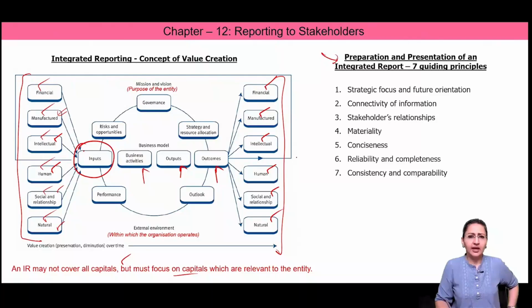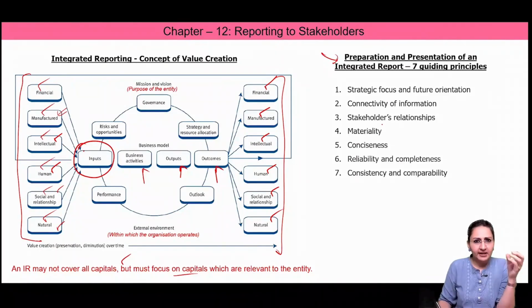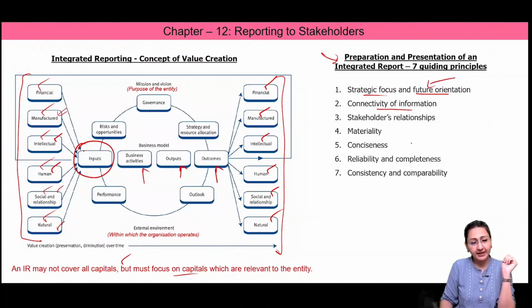Now, there are 7 principles of preparing integrated report. Remember them. Number 1, there should be a strategic focus. And when we talk about integrated report, we should talk about the future. Then the information must be connected. We are talking about 6 different capitals. The information connection is must. Stakeholders relationship must be established.